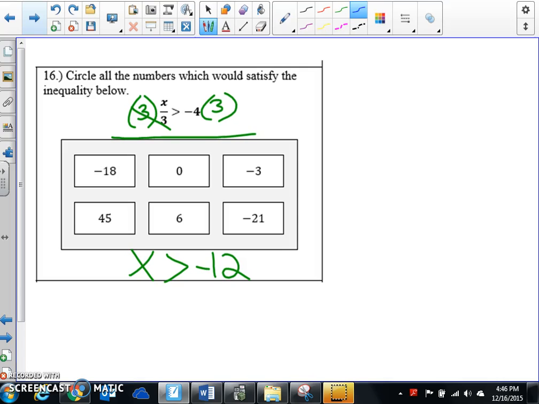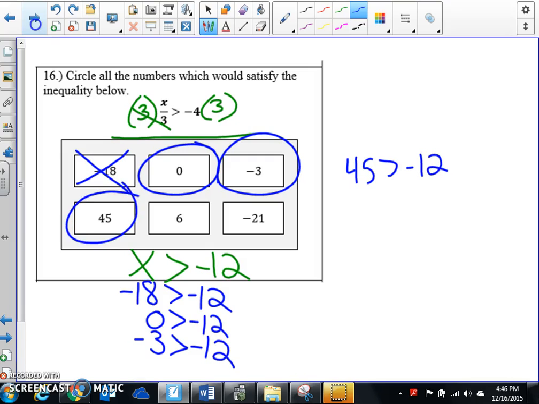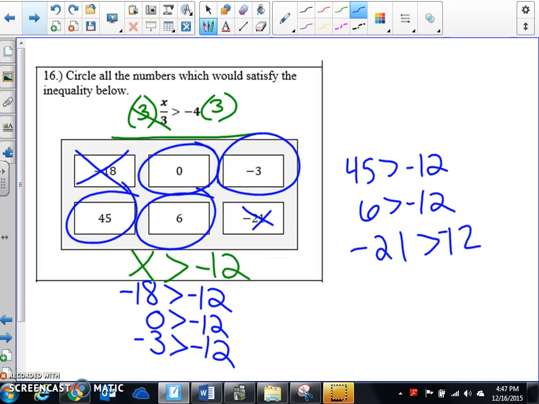Now I'm going to place all these values and see if they're true. I'm going to start with -18. Is -18 greater than -12? No. Remember, the alligator wants to eat the bigger number. Now I go to 0. Is 0 greater than -12? Yes. Is -3 greater than -12? Yes. If you don't believe me, draw a number line. Is 45 greater than -12? Yes. Is 6 greater than -12? Yes. Is -21 greater than -12? No. So those 4 and those 4 only.